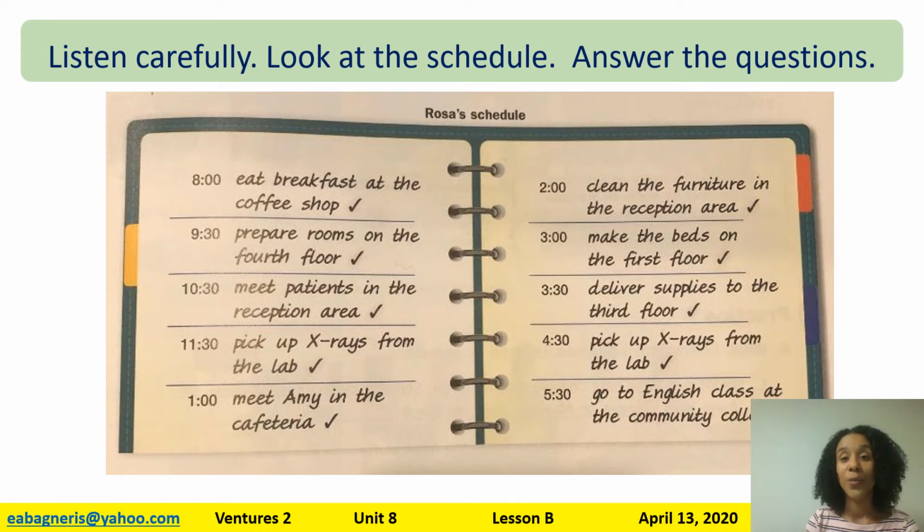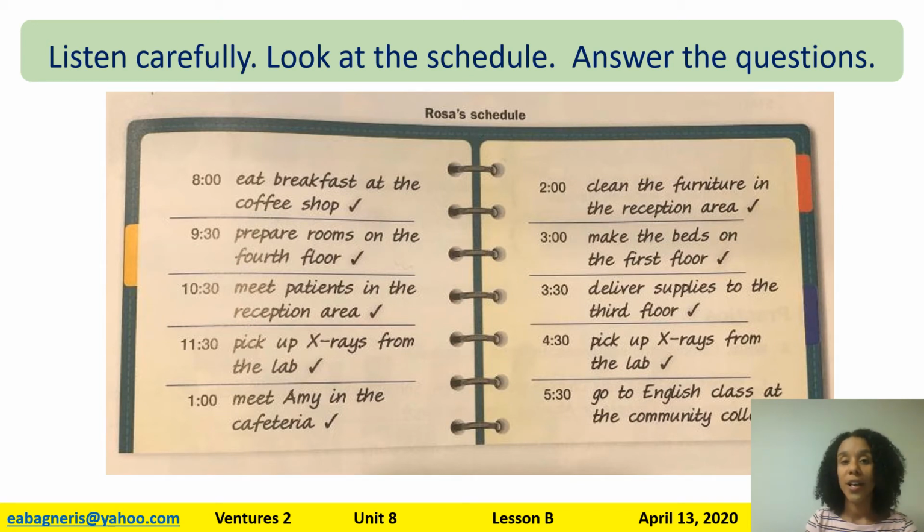Now let's do a what question. What did she do at 1 o'clock? Can you repeat after me? What did she do at 1 o'clock? She met Amy. Okay, let's look at the other side, Rosa's afternoon schedule.